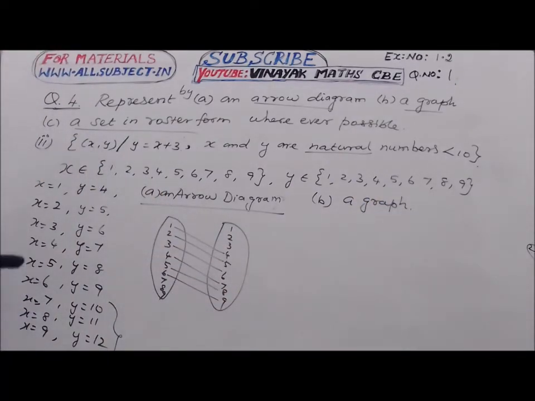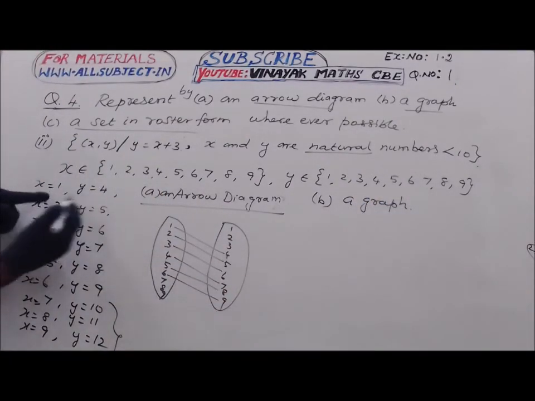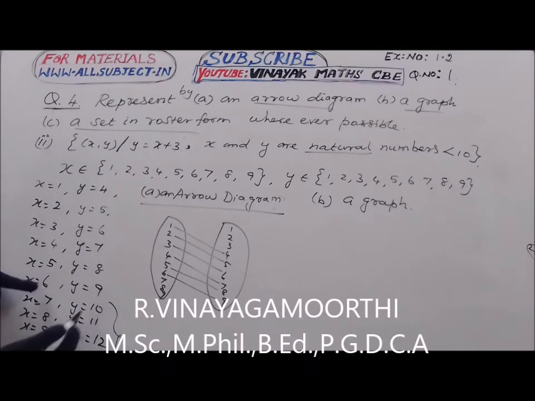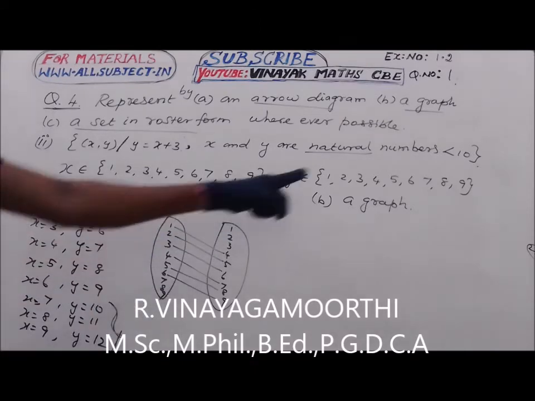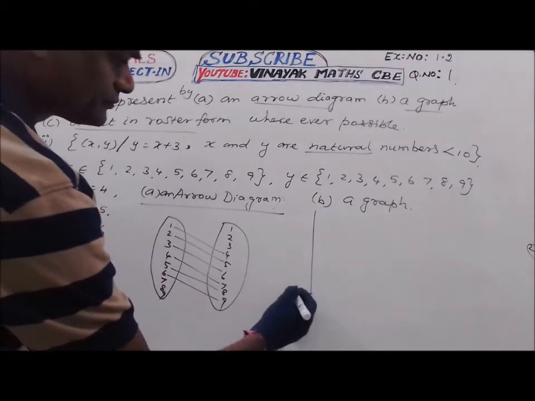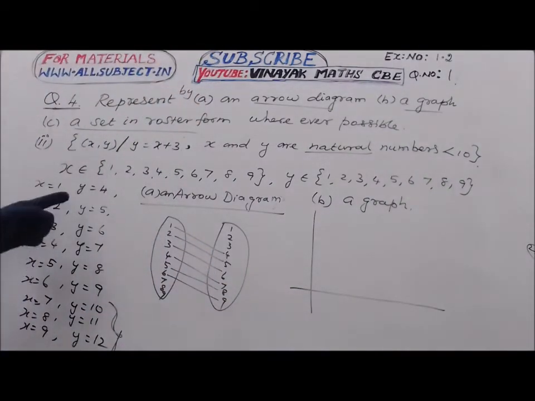So here we have pairs (1, 4), (2, 5), (3, 6), (4, 7), (5, 8) and (6, 9). The elements 10, 11, 12 are not included because they are not present in y. So in a graph we should list out these pairs. The pairs are (1, 4).